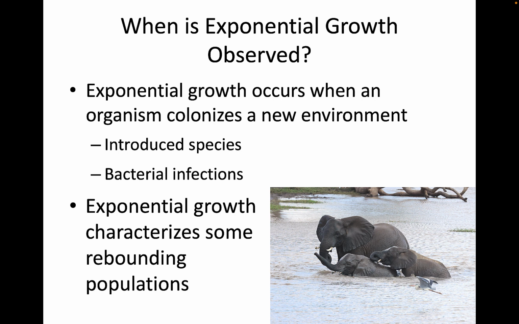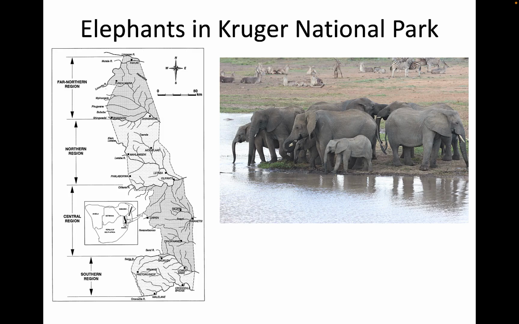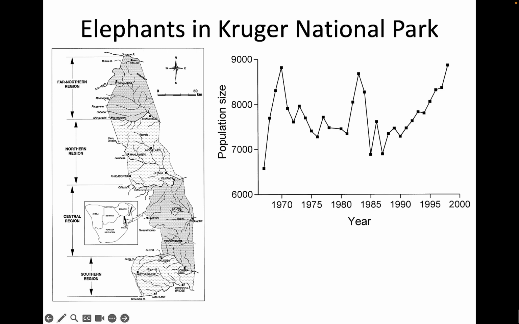Another place that we see it, surprisingly, even in an organism like elephants, is when a population is rebounding. So if we look at Kruger National Park in South Africa, this is an area where historically they practiced an elephant cull to keep the population at a low level so that it wouldn't cause a lot of damage to the ecosystem. In 1994, they stopped the elephant cull, and what you see is that the population rose exponentially after they stopped the elephant cull. Very rapidly, the population grew after that. It continues to grow and is quite problematic now.